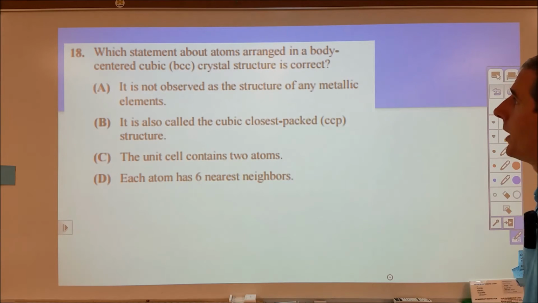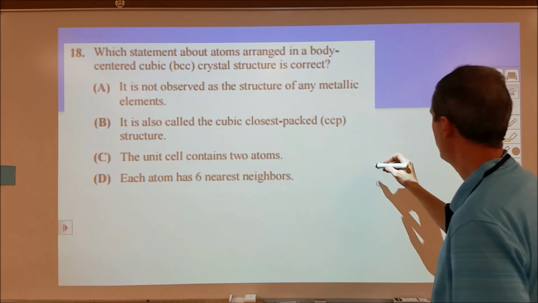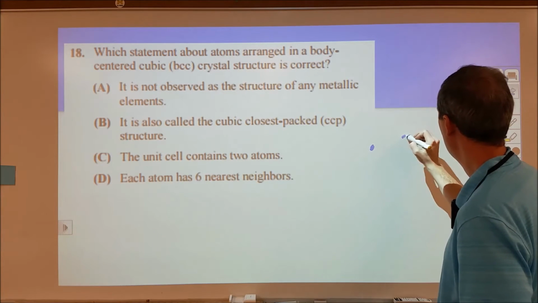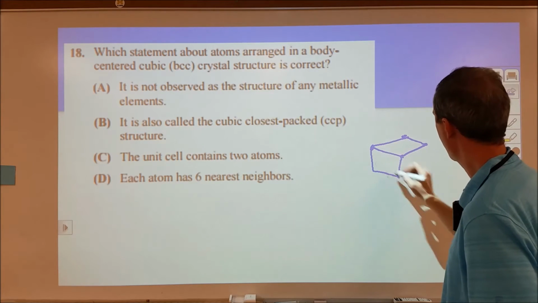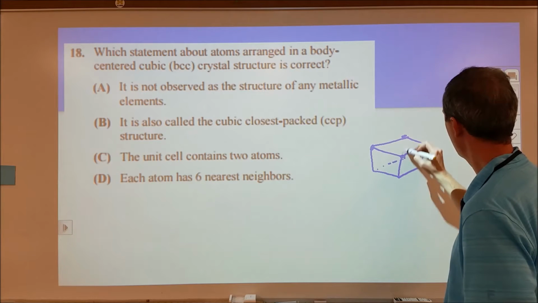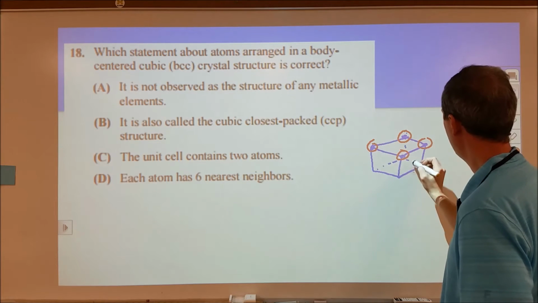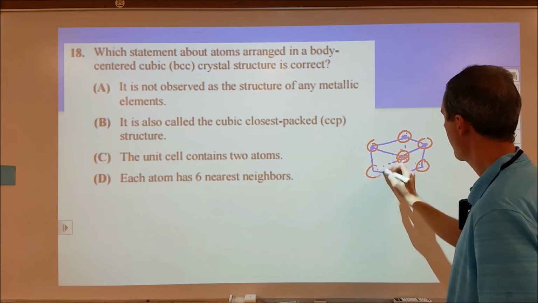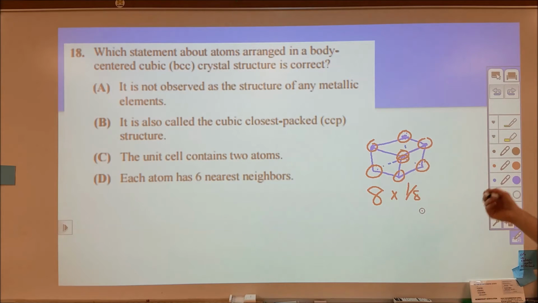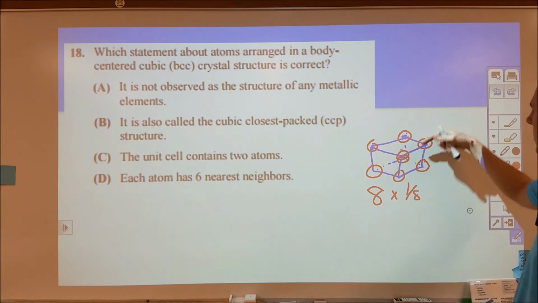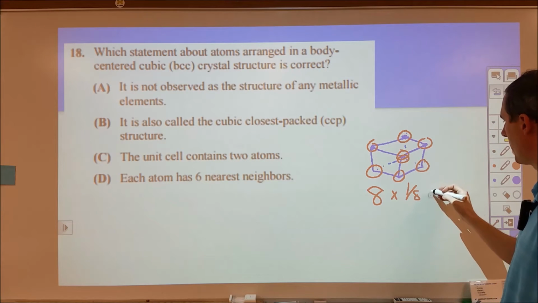All right, next question, number 18. What statement about atoms arranged in a body-centered cubic crystal is correct? So in a body-centered cubic crystal, we have our cube. We've got 8 atoms, 1 at each corner. Okay, so each of those corners counts towards 1/8 of that atom, counting towards this particular unit cell, and then 1/8 counts towards the other 7 that are adjacent to this unit cell.